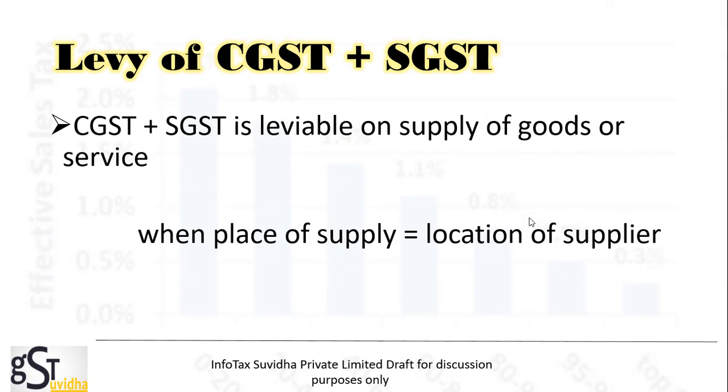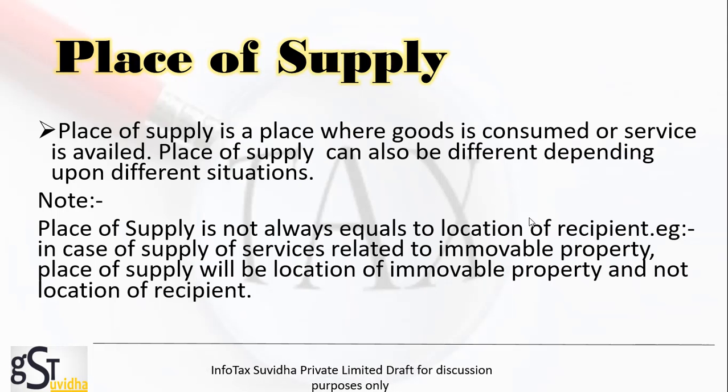Levy of CGST plus SGST. CGST along with SGST is leviable on supply of goods or service where place of supply equals location of supplier. Now let's understand what is place of supply and what is location of supplier.